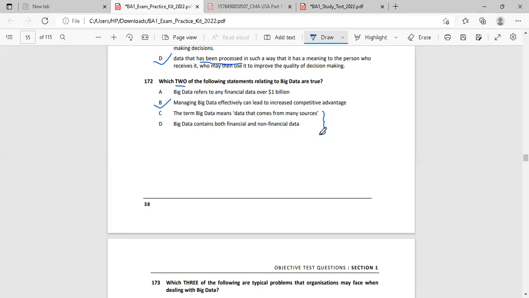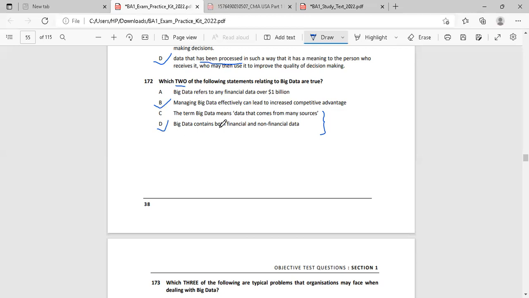Sometimes it may not come from many sources. It may be only one source, but the data that is collected is big in size. So the concept of it is variety of data. We cannot say that only when it comes from multiple or different sources do we call it big data. It has to be big in size. The sources may be limited. Otherwise C also seems to be closer to D. We select D here because it contains both financial and non-financial data.